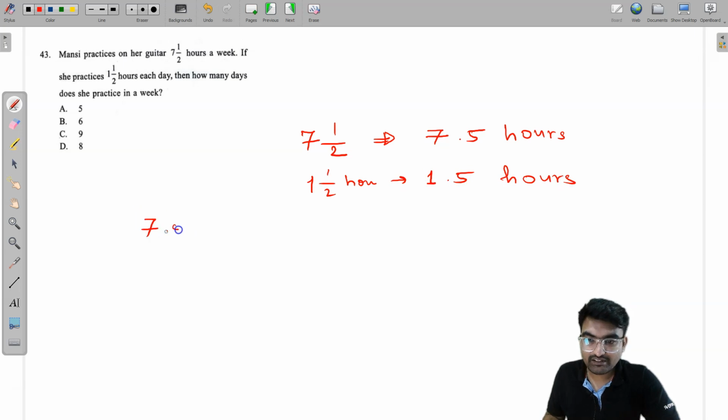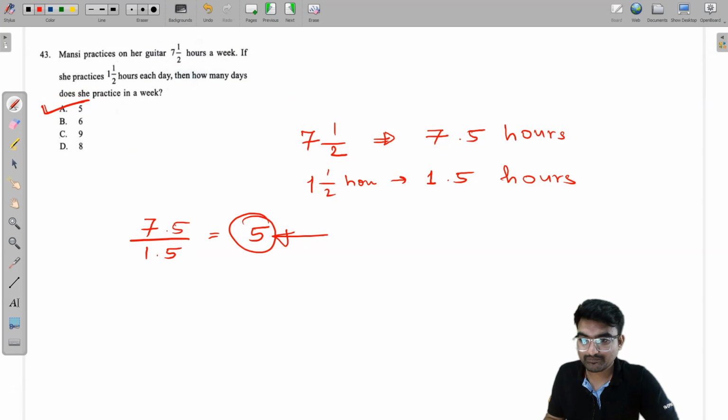So now if I divide, I'll get the number of days she practices. So this is 5, right? So she practices for 5 days in each week. That is our option number A.